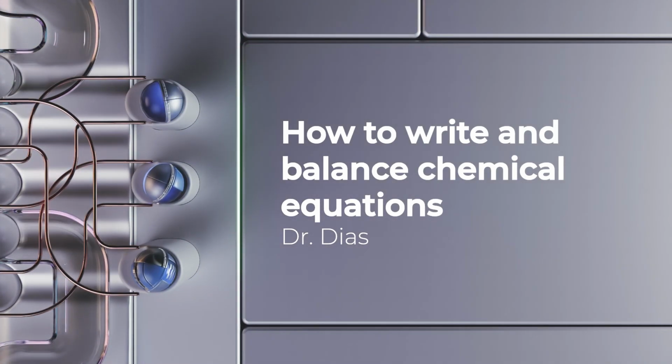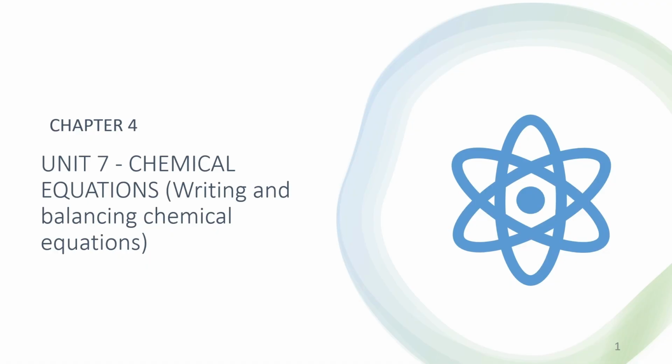Equations: how to write and balance chemical equations. This chapter 4 is divided in 3 units, unit 7, 8, 9, and you're going to find short videos for each unit that will help you to understand better before you go to the class.